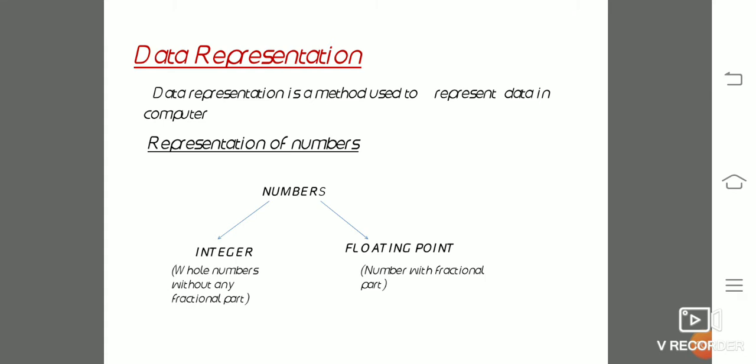First one, representation of numbers. So how are we going to represent numbers in a computer? Numbers are of two types: integer numbers and floating point numbers. Integer numbers are whole numbers without any fractional part. A number without any fractional part is called an integer. A number with a fractional part is called a floating point number.